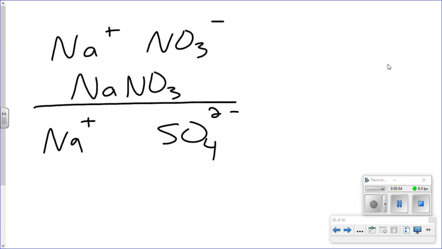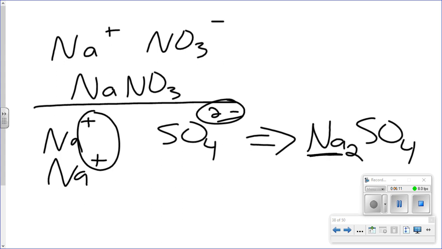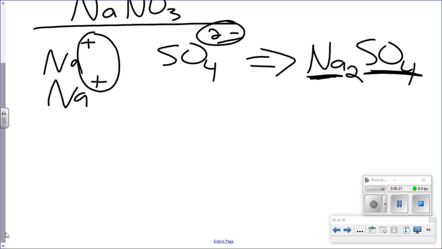Just like before, I have to match up the charges. You can only add. You can't take away. Well, with 2 minuses here, I've got to use another Na plus to make the +2 match the -2. In order to do that, I ended up with Na, but I used 2 of them, and 1 sulfate. So there's 2 of these, and there's 1 of these. Notice I'm using this as a group of SO4 called the sulfate ion. Let me go one step harder.